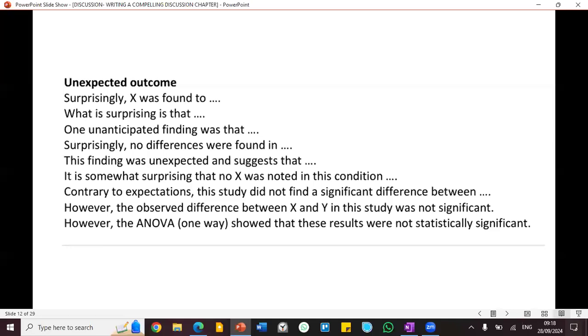Let's see then. I already said at the beginning, you need to show us the expected and unexpected when you are writing your discussion. So don't give us only the expected findings. You also give us the unexpected that you came across. For example, if you want to introduce that, you can use phrase number 1 there, "Surprisingly, X was found to," or maybe look at the last phrase there, "However, ANOVA showed that these results were not statistically significant." Then you continue with your explanations there. So these phrases can help you introduce in case you have any unexpected outcome.